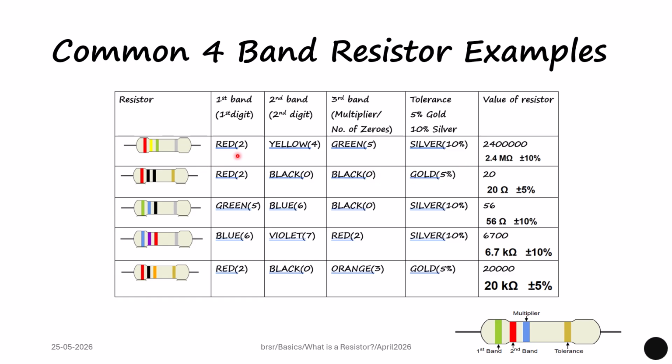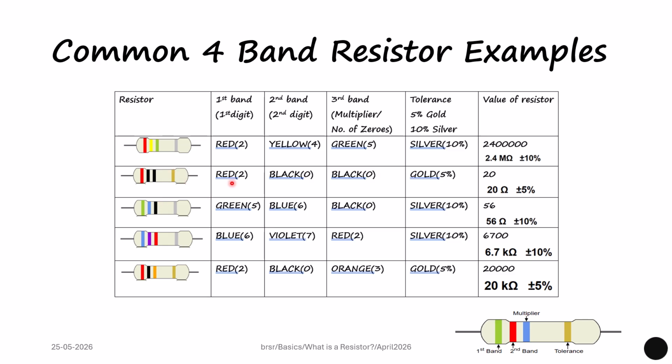So the first band represents the first digit, 2, the second band represents the second digit, that is 4, and the last band, the third band, represents the number of zeros or the multiplier. So it is 24 followed by 5 zeros, which means the value of the resistor is 2.4 mega ohm plus or minus 10%.